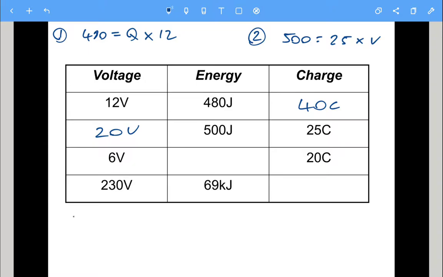So number 3, energy, really straightforward. E equals QV. So that's just 20 times 6, which is 120 joules of energy.